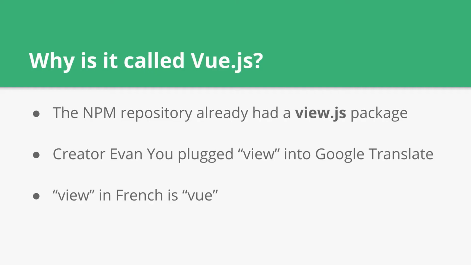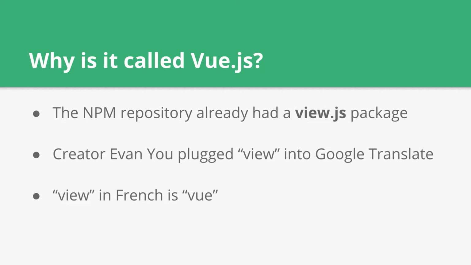Okay, so here's a little bit of fun history. You might be curious, why is the library called Vue.js? Well, as it turns out, Vue creator Evan You originally wanted to call the library VueJS, V-I-E-W, but unfortunately that name was already taken on NPM. So Evan plugged the word view into Google Translate, and the word view in French is vue, V-U-E. He liked the sound of that name, and that package name was not taken on NPM, so that's where the name comes from. It's basically a translation of the literal word view.